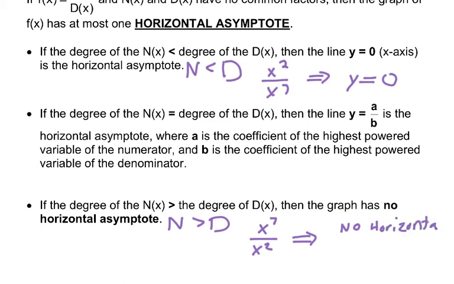Is there an abbreviation for that? I would just write no HA. There's no special abbreviation.